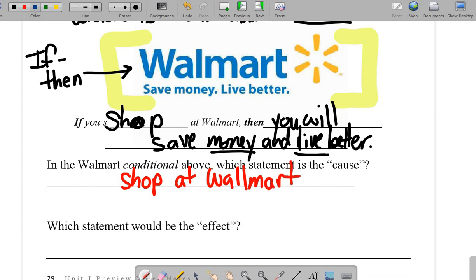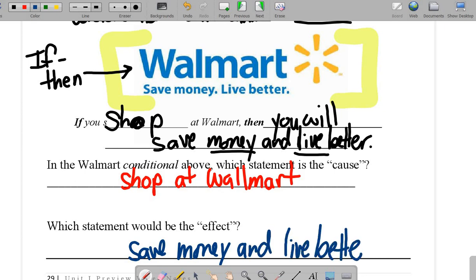The effect of shopping at Walmart is that you will save money and live better. Cause and effect. Those are the essential ingredients of a conditional statement. Cause and effect.